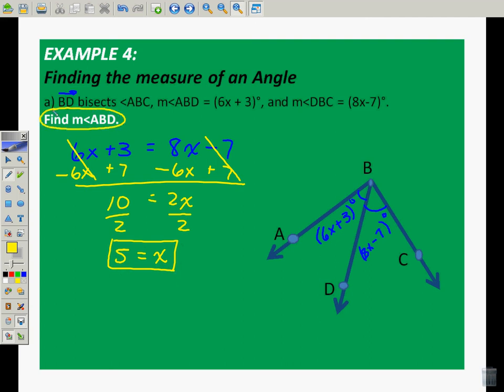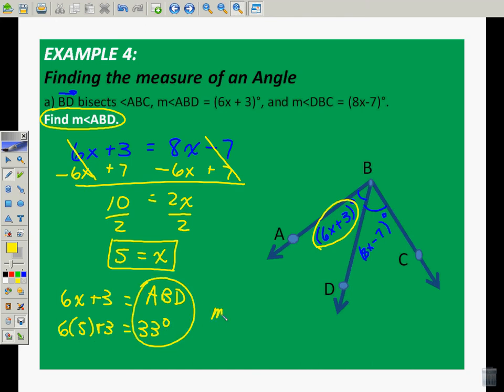I need to find the measure of ABD. Well, if ABD is 6x plus 3, I didn't have to use the angle symbol because I'm talking about the measure of it. Well, that's going to be 6 times 5 plus 3, which is equal to 33 degrees. So the measure of angle ABD is equal to 33 degrees. Okay? I solved for x, put it back in.